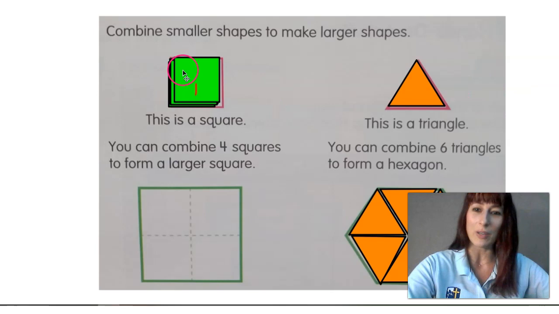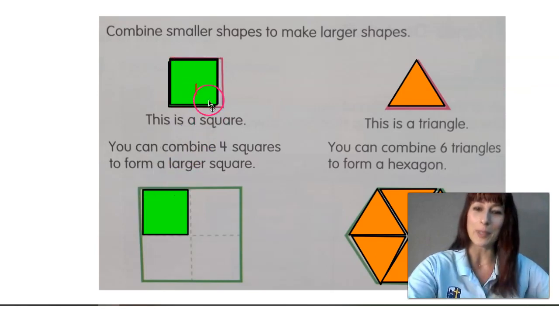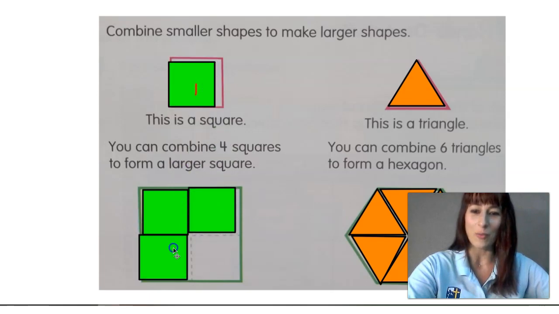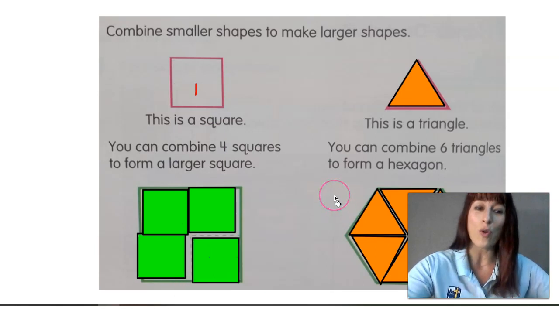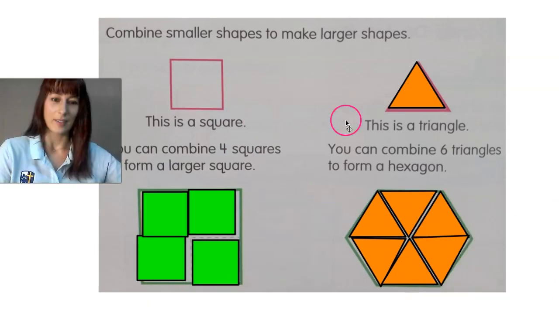So let me grab one of these squares. And you'll see that I can put these squares into one big one. And I am combining them to form a larger square. Now I can do the same thing with triangles. Here I have this triangle and I can combine 6 triangles to form a hexagon. You see how I combined these triangles using 6 of them to form a hexagon.